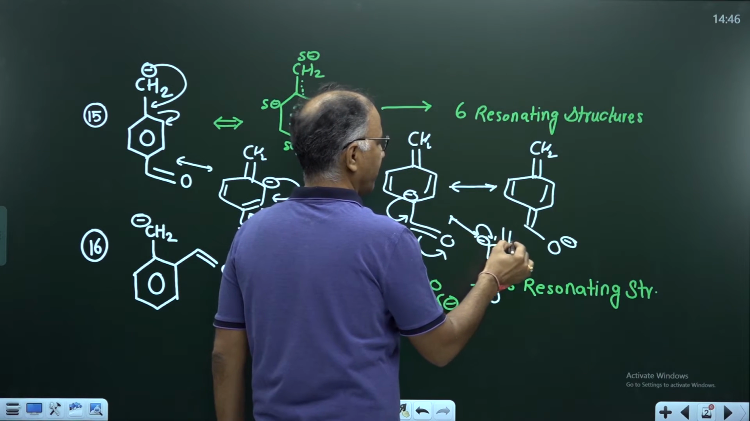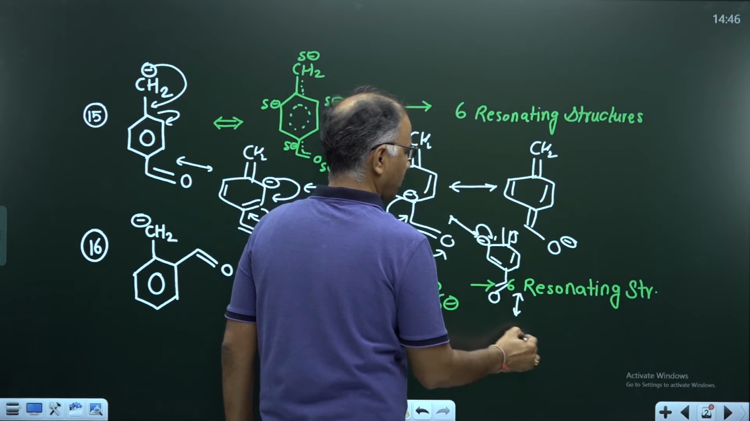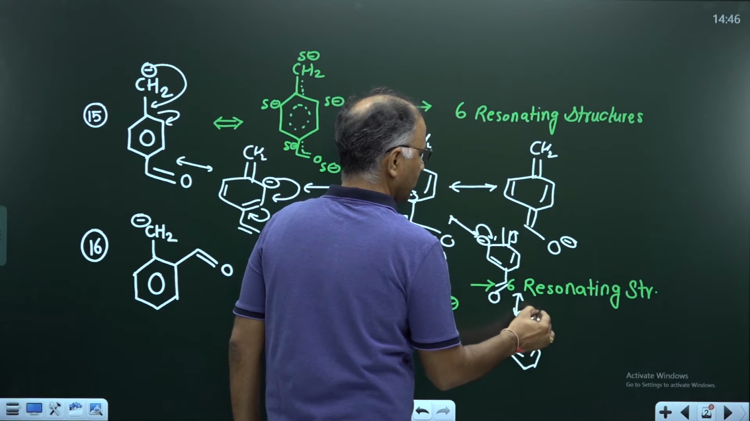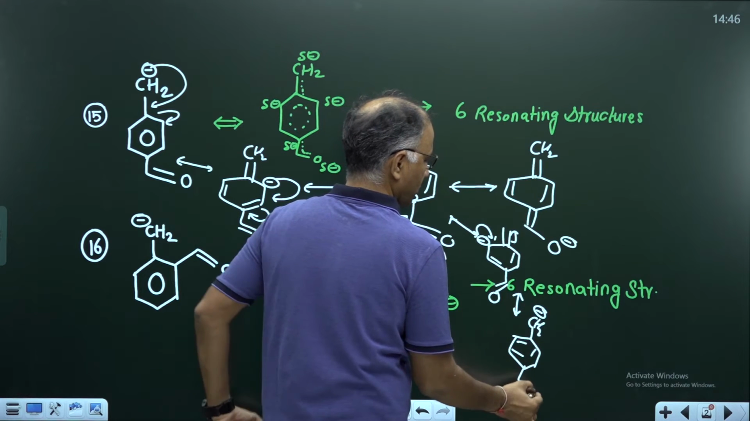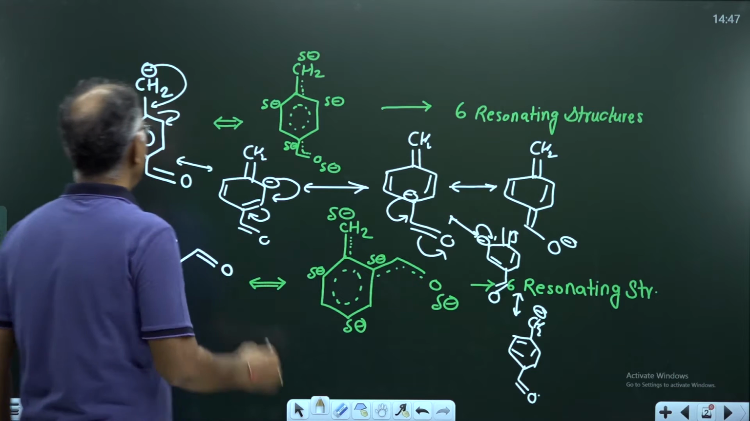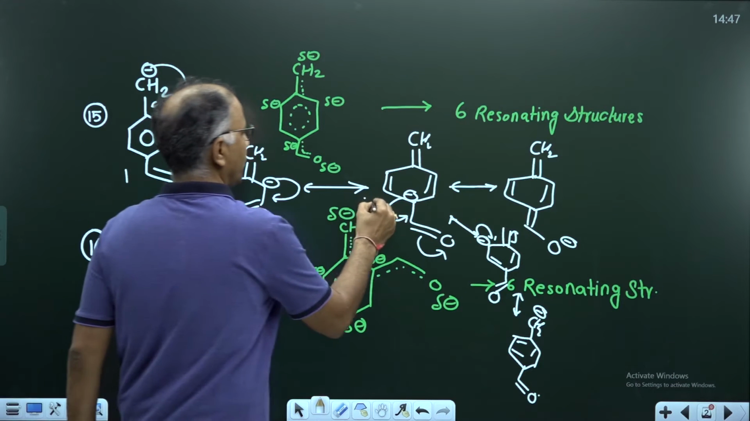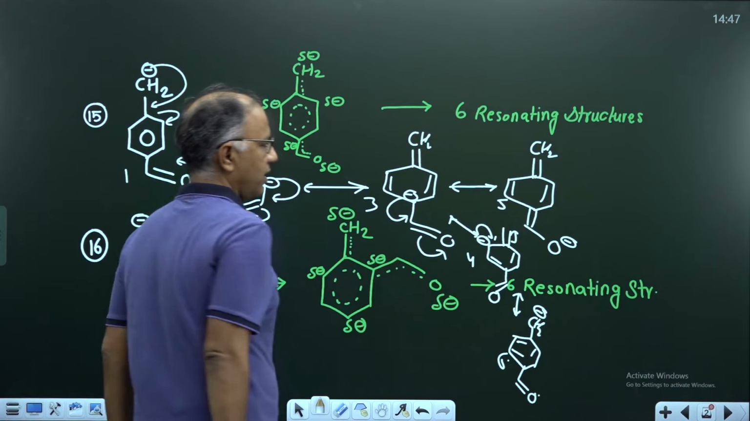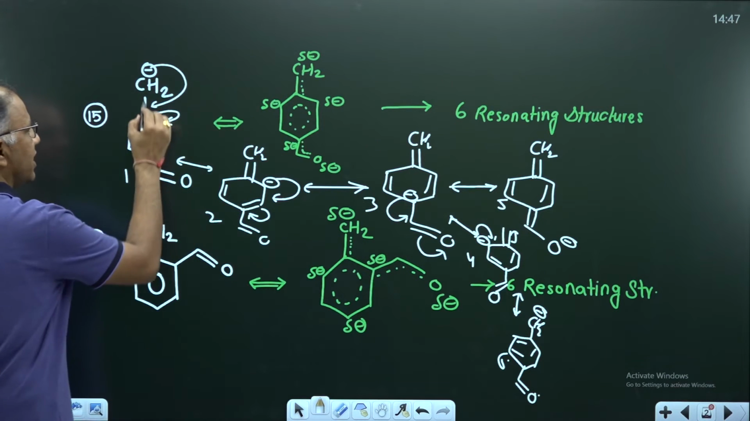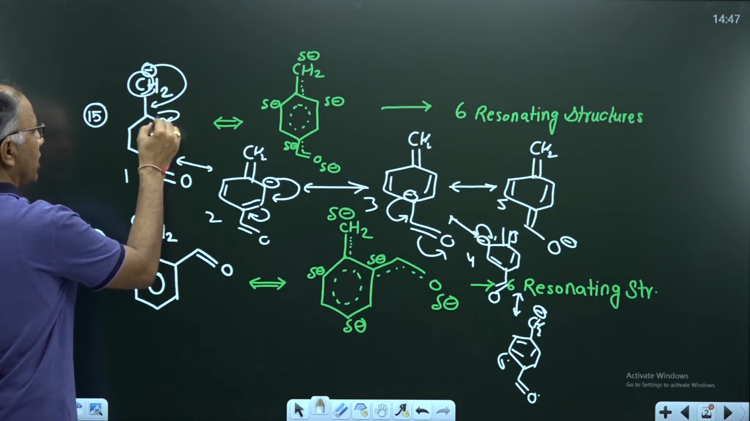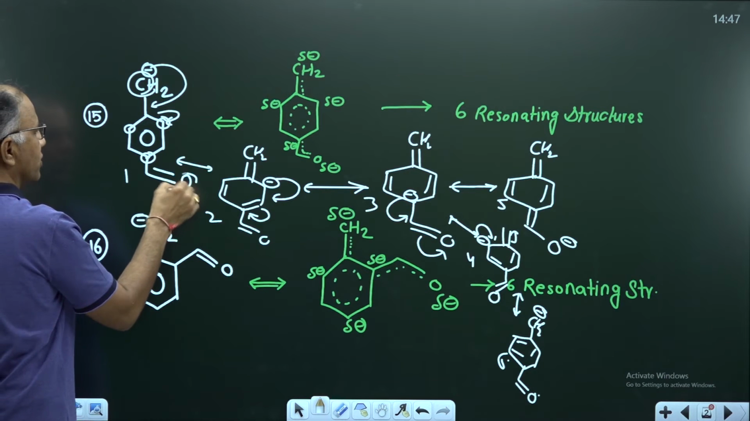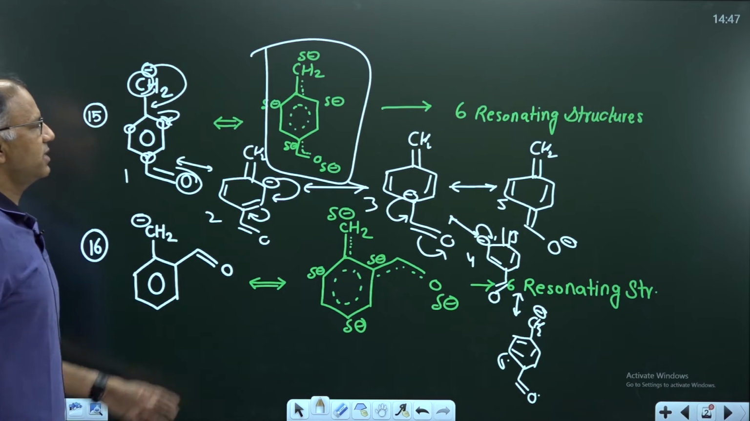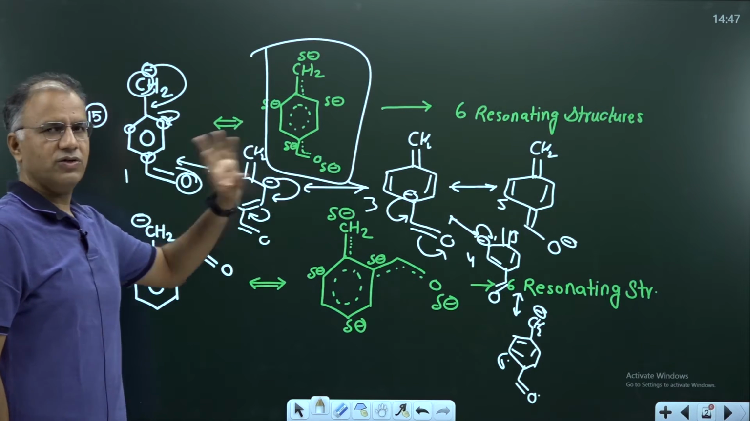So, next possibility is if I move the lone pair on the upper side, this is negative. How many RS will form? This is 1, 2, 3, 4, 5 and 6. And where will the negative charge be? Negative charge will be on carbon, then ortho carbon, this carbon and oxygen. So, this will be the resonance hybrid. Means the -1 charge is shared among these 4 carbon and 1 oxygen.